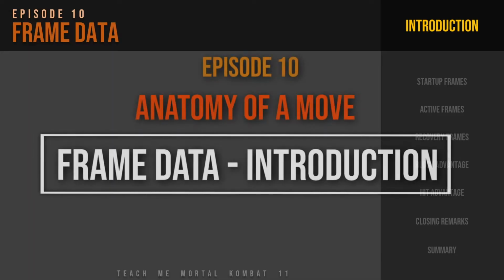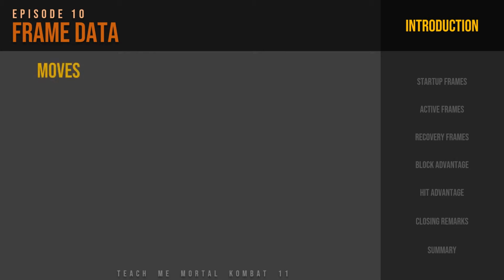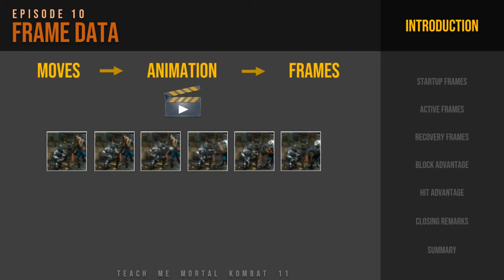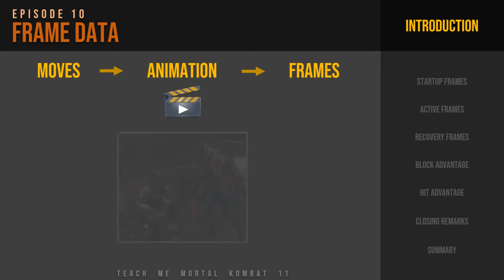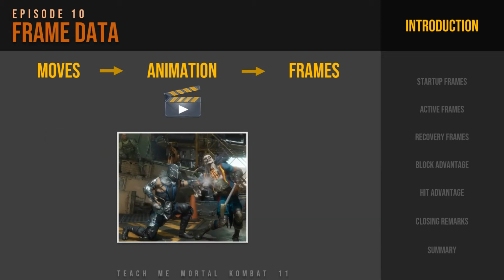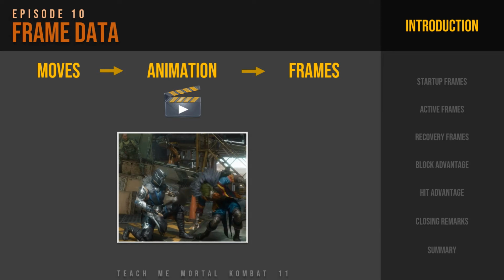Let's learn about frame data in a very simple and easy way. Moves in fighting games are nothing but animations composed of a number of frames. Because fighting games run at 60 frames per second, each of these frames takes exactly 1/60th of a second to appear on the screen. These frames give an illusion of motion because they are occurring one after the other.